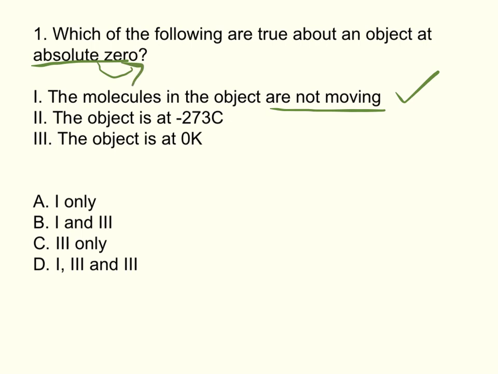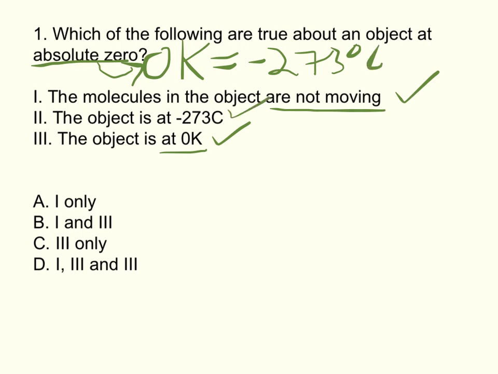What is the temperature at absolute zero? We just have to have them memorized. It's 0 Kelvin. So number 3 is true. And we also know that's the same thing as negative 273 degrees Celsius. So 1, 2, and 3 are true, so D is the correct answer.